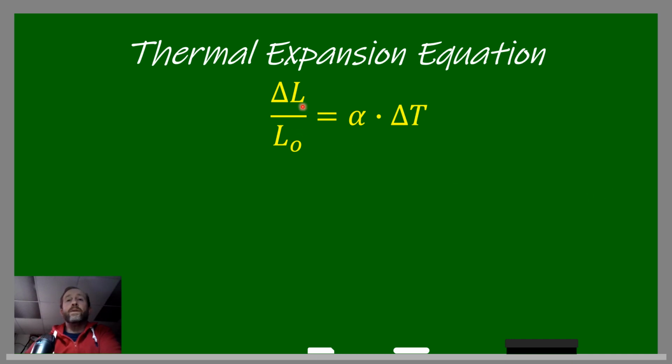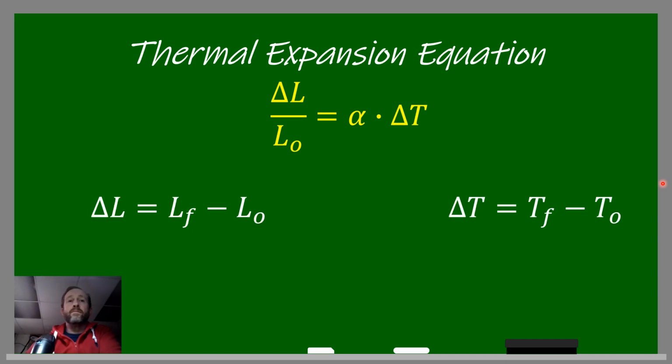This is the equation that we start with. But what are these components? On top here we have triangle L. That is delta L. It's called delta, this symbol, L. Think of it small to large, large to small. It's the change in length. So we start with our length final minus our length original, or L not.